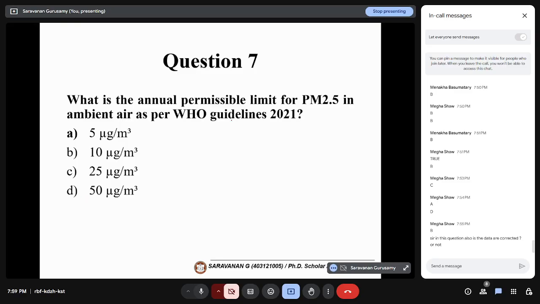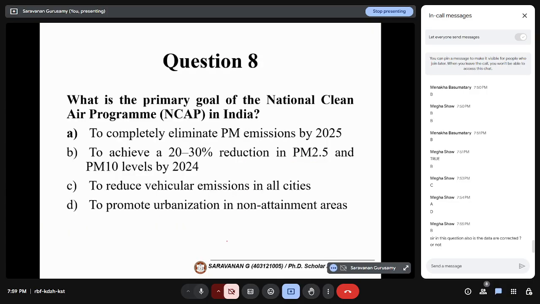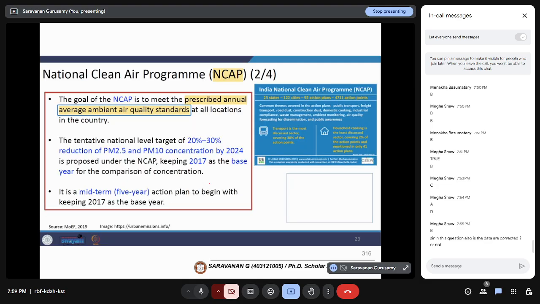Now, what is the annual permissible limit for PM 2.5 as per the WHO standards? It's not based on the NAAQS. They're asking about WHO standards in 2021: 5 microgram per meter cube. So it was revised in 2005 and 2021. This also I have given in the points to remember, so you can revise it before your exams. What is the primary goal of the National Clean Air Program, NCAP, in India? To achieve 20 to 30% reduction of PM 2.5 and PM 10 levels by 2024. That's the NCAP primary goal.